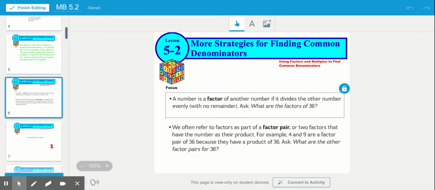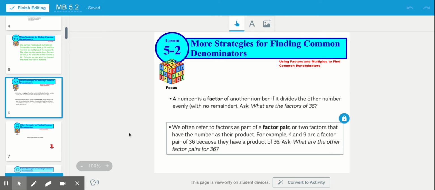And so on. We often refer to factors as a part of a factor pair, or two factors that have the number as the product. For example, 4 and 9 are a factor pair of 36 because when you multiply 4 and 9, you get the product of 36. So you want to ask yourself, what are the other factor pairs of 36?